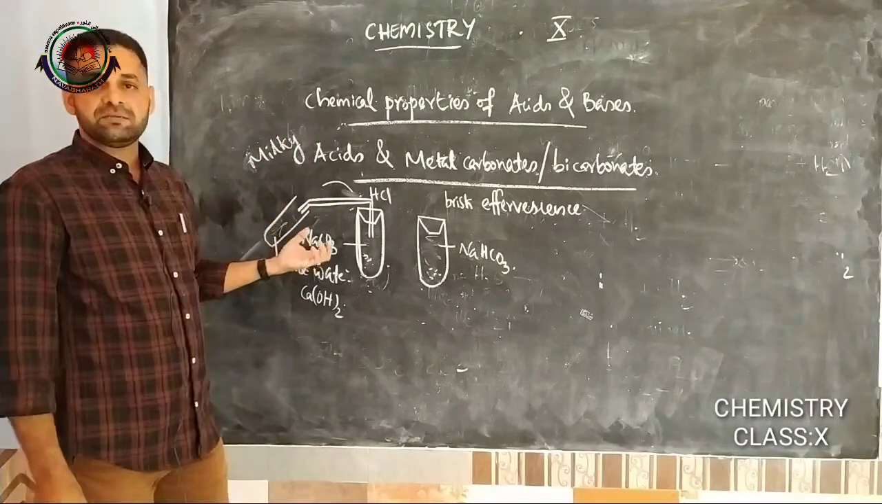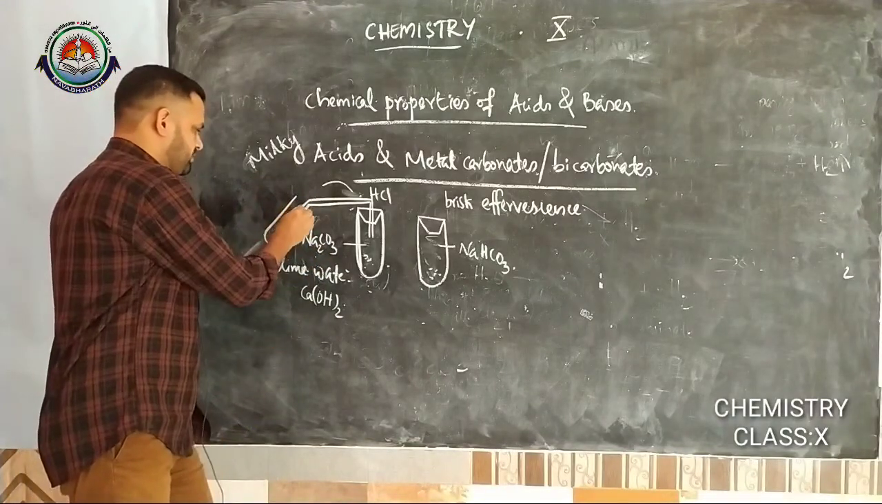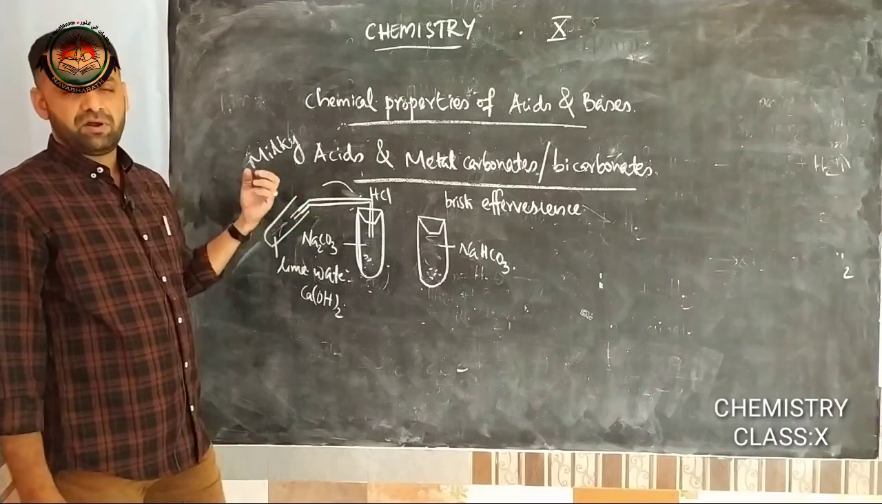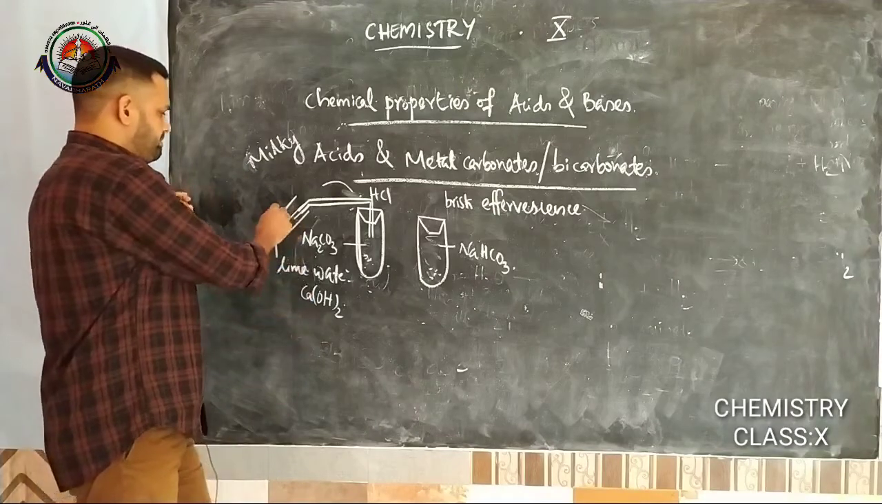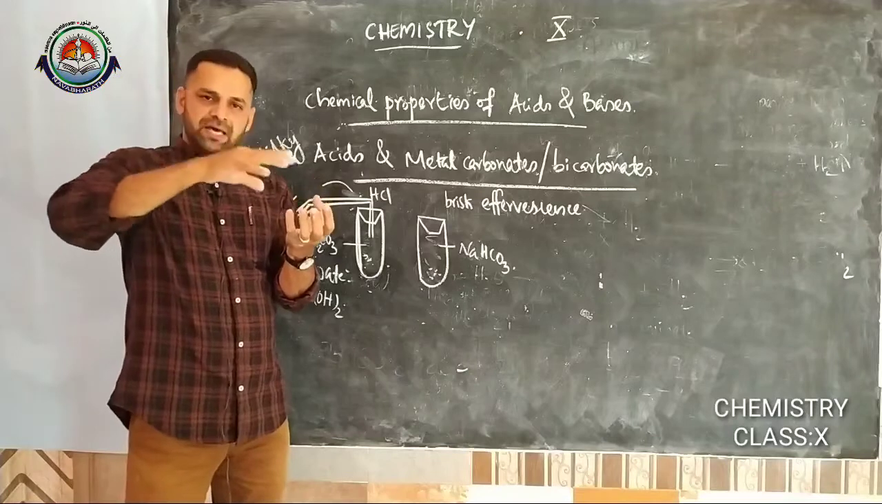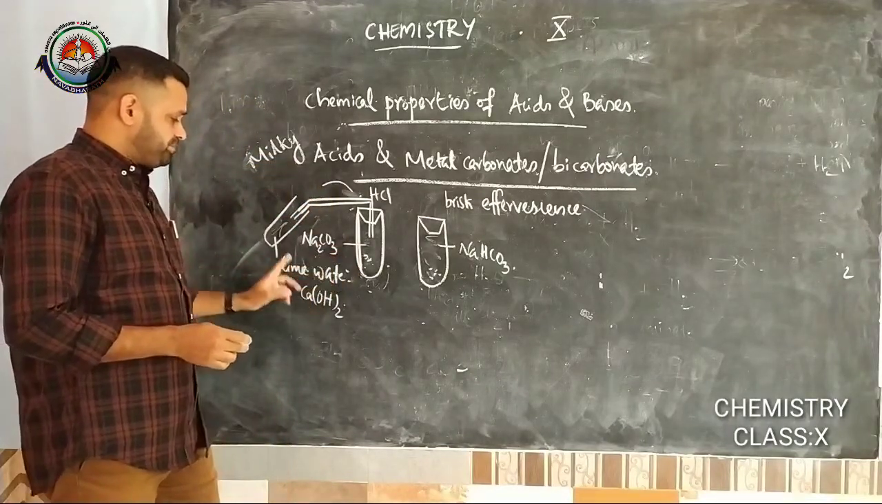Lime water turns milky. So why is this happening? What is the reason for this milkiness of the lime water? Lime water turns milky when you allow carbon dioxide to pass through it.